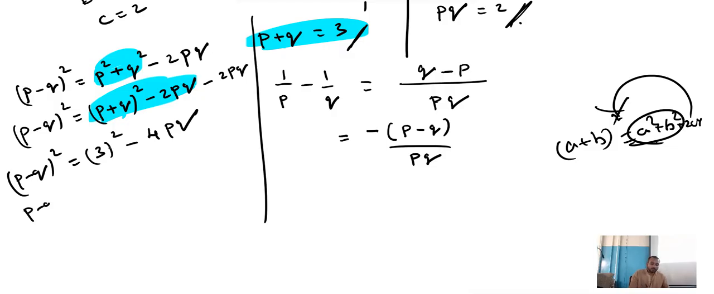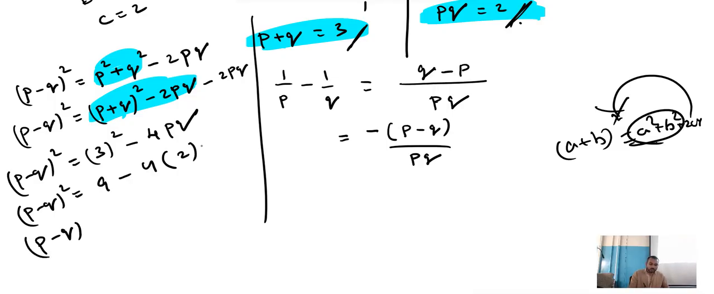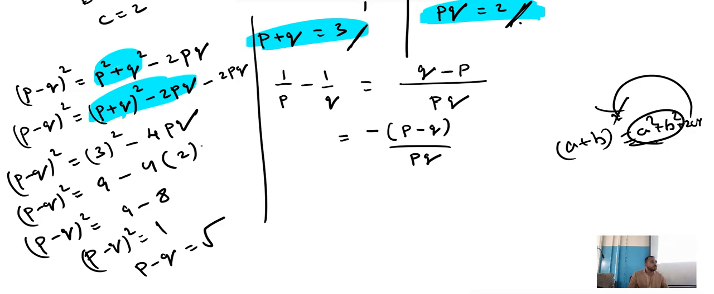Then p minus q whole square equals 3 square is 9 minus 4 into the value of pq. Just now we found the value of pq is 2. Then p minus q whole square equals 9 minus 4 twos are 8. So p minus q whole square equals 9 minus 8, which is 1. So p minus q is equal to plus or minus square root of 1. But here we consider plus, always we have to consider the positive value. We don't want the negative value. So we consider plus root 1. So p minus q equals root 1, which is 1.